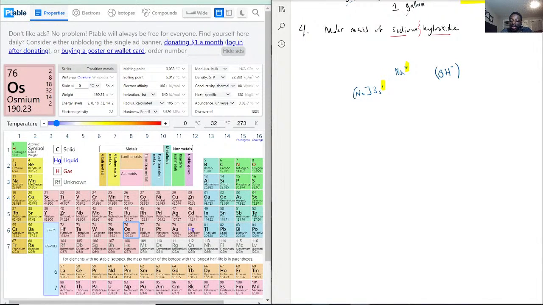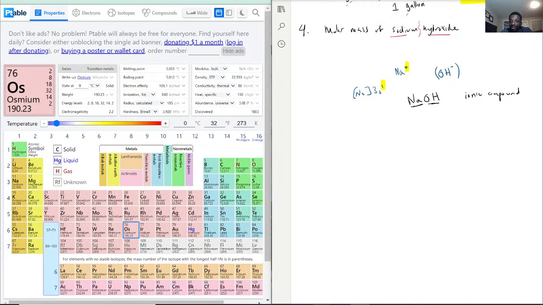So with that being said, there's 1 positive sodium and 1 negative hydroxide. So to balance it out, all you need really is to just go 1-to-1 ratio. So this will just be NaOH. That is sodium hydroxide. So once again, this is an ionic compound because that's a metal and a non-metal. Okay? And now that we know what sodium hydroxide is, let's find the molar mass.